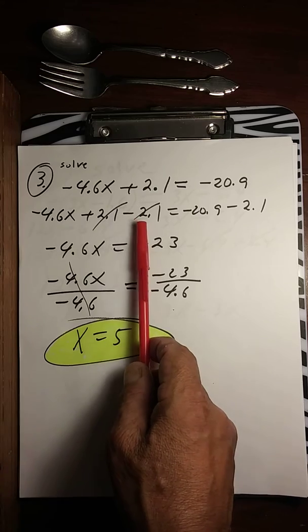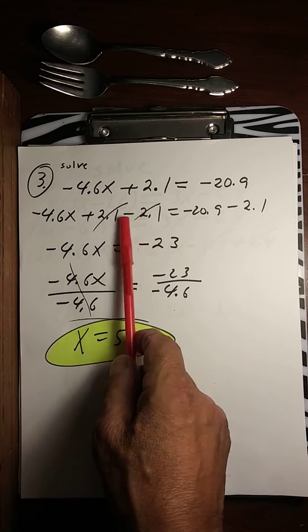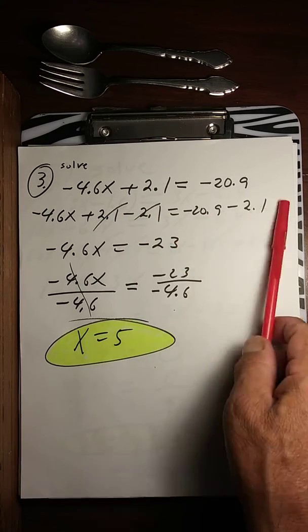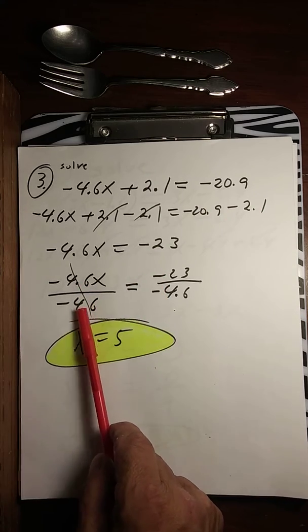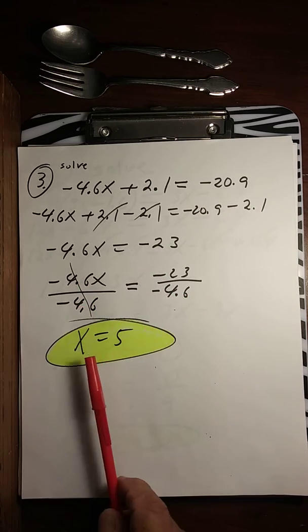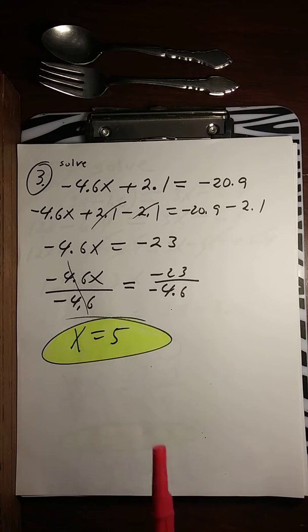This one. Minus 2.1, minus 2.1. These are gone. So we have negative 23 from this. Divide by negative 4.6, divide by negative 4.6. So that's going to give you x is 5.